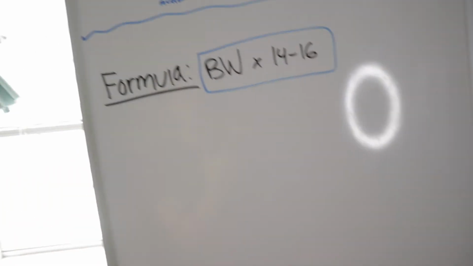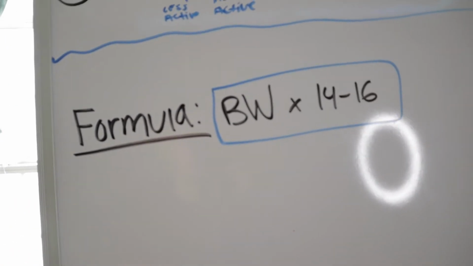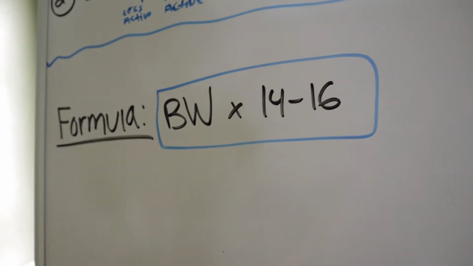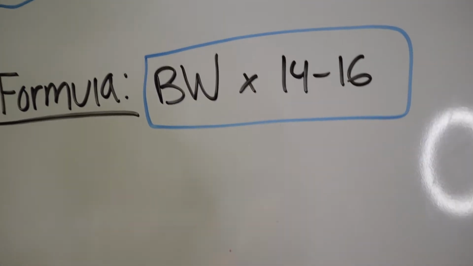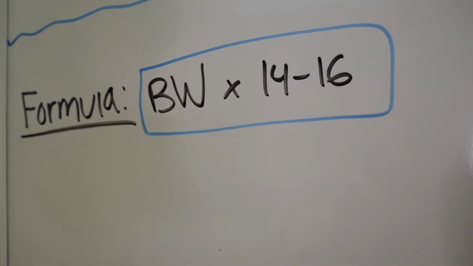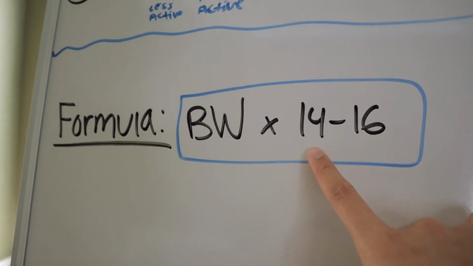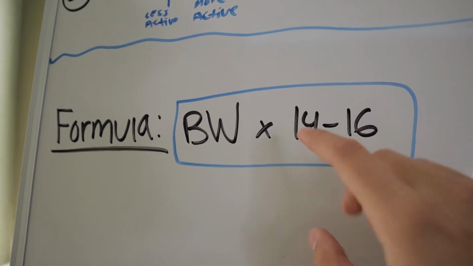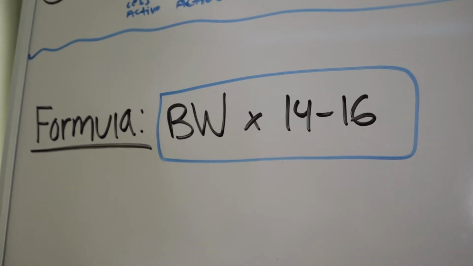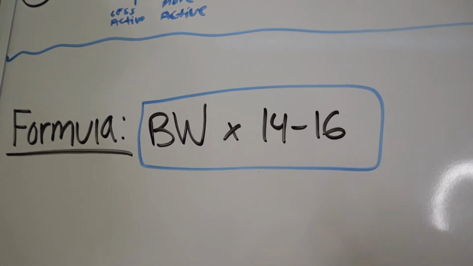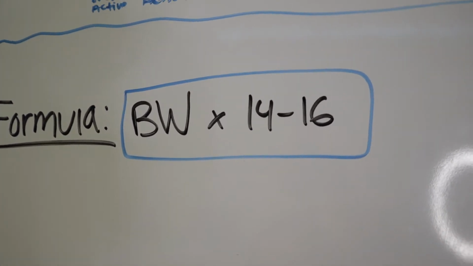So the formula here is your body weight times 14 to 16. Now what this number range means, I'm over here thinking I'm still at the gym: 14 is if you are not very active at all. Me, I would consider myself a 14, even though I work out and go to the gym four or five, sometimes six times a week.